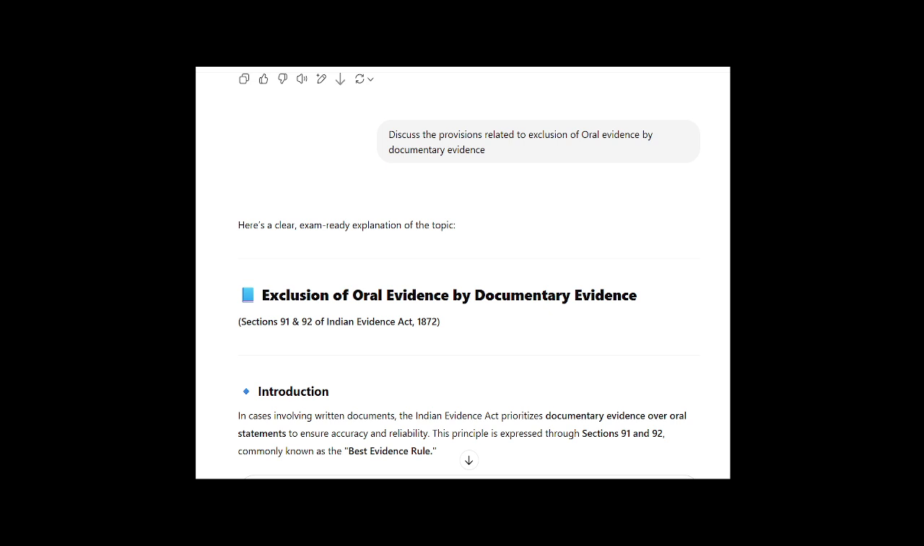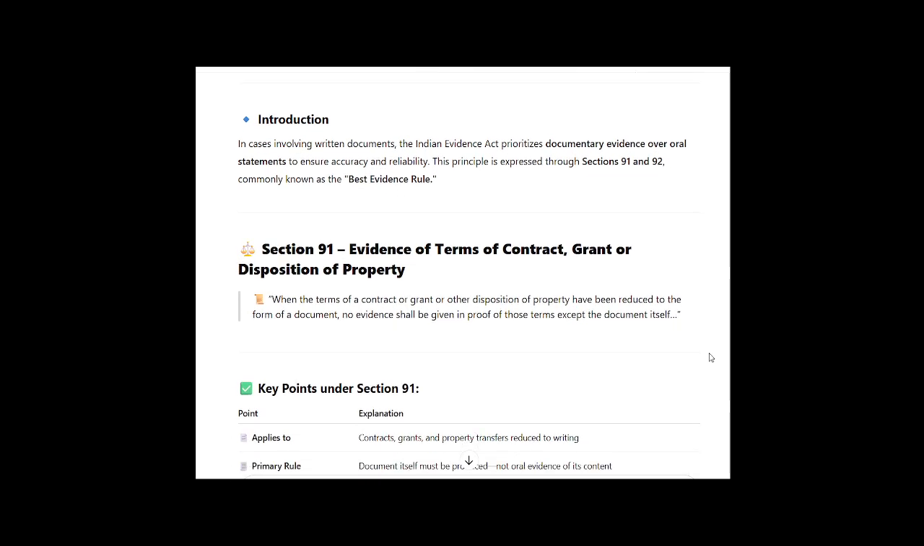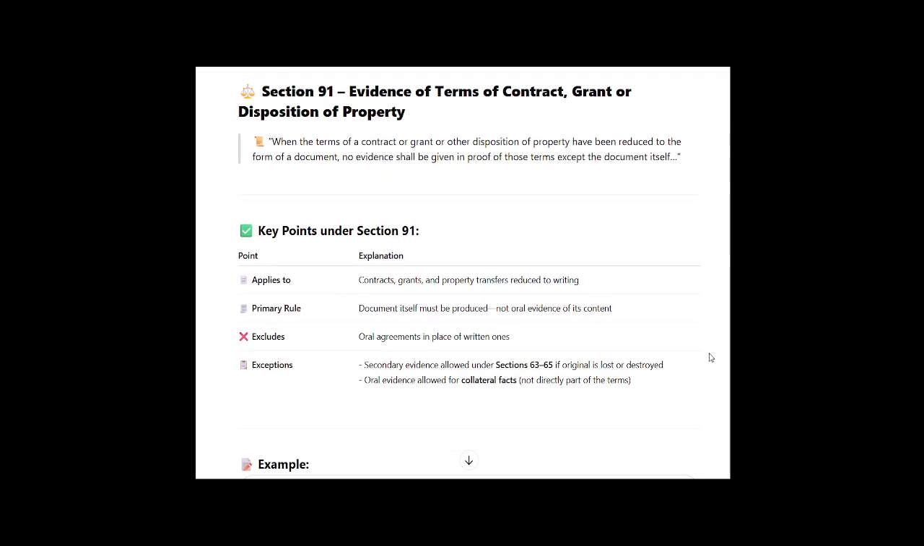Section 91, evidence of terms of contract, grant, or disposition of property. When the terms of a contract or grant or other disposition of property have been reduced to the form of a document, no evidence shall be given in proof of those terms except the document itself.